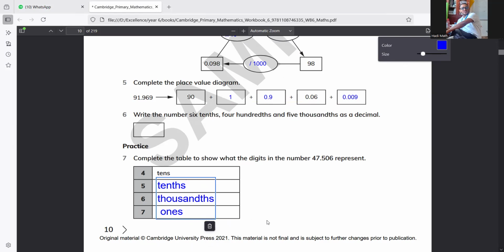So this is all for this part. We're going to continue in part 2.